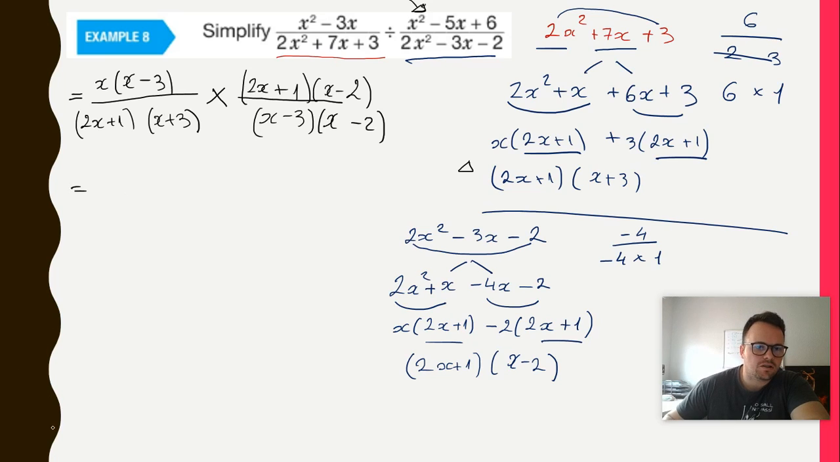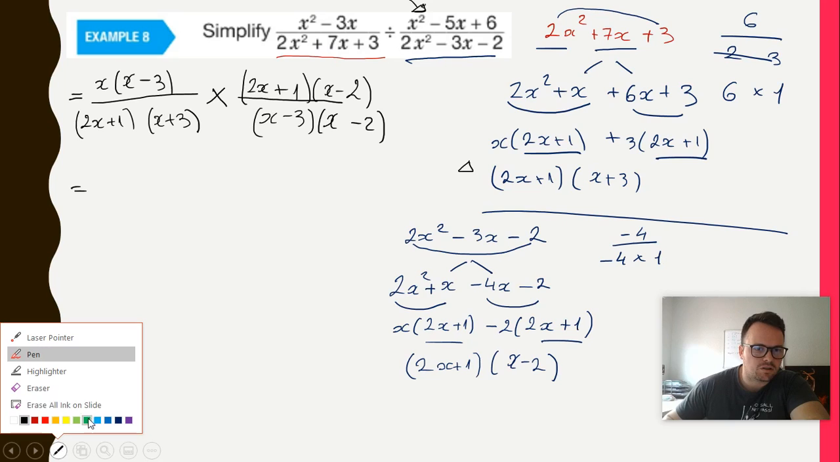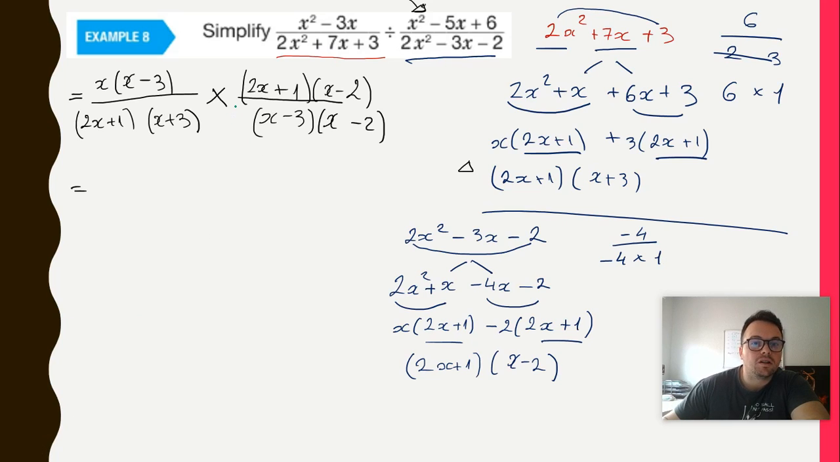Going to change colors so we can clearly see. I'm going to use green now. Let's see, what can be cancelled out here? X minus 3, we can cancel that out with x minus 3. 2x plus 1 with 2x plus 1. And oh yes, x minus 2 and x minus 2.